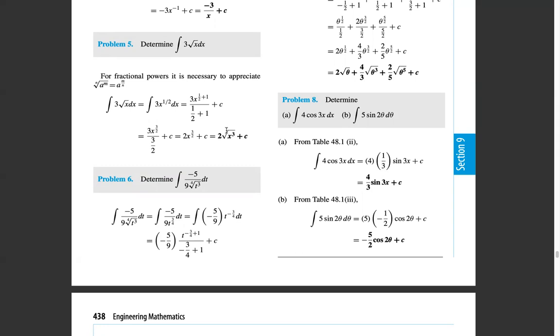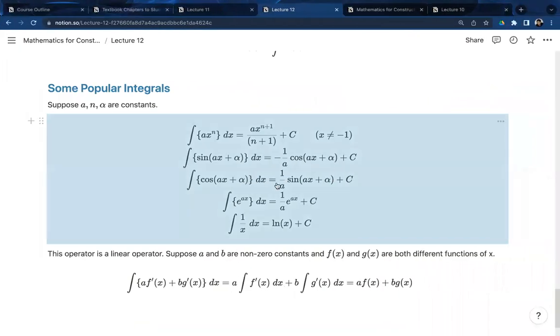So in this topic, your indices have to be really good. Your algebra and your indices and your factorizing, because that is a fundamental thing with calculus. Your algebra skills have to be very good. Here I have trigonometry, 4 cos 3x. That's like this example, cosine, except a is 3 and alpha is 0. There's no constant angle.